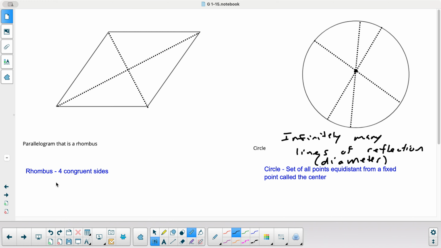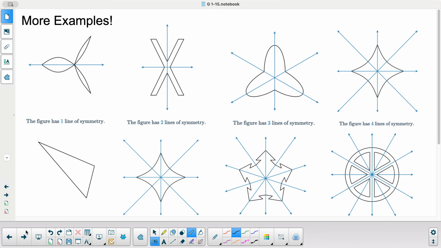Rhombus, I mentioned it earlier, 4 congruent sides. Every rhombus is always a parallelogram as well. Okay, and you can see here, this side looks parallel to that, and this side looks like it's parallel to that side. So you can kind of tell that it's a parallelogram, but it's more specific because these sides are all congruent in length. All right, so here's a couple more examples. If you want to pause the video and take a look at them, take a screenshot.